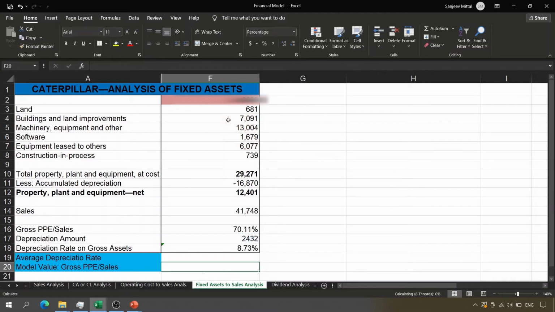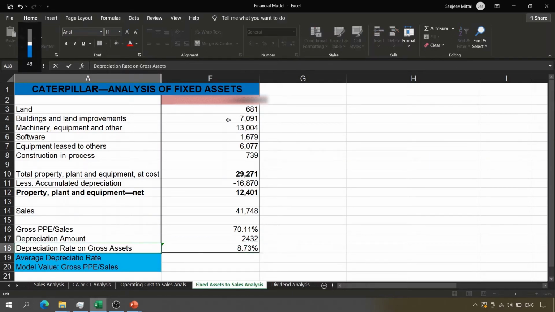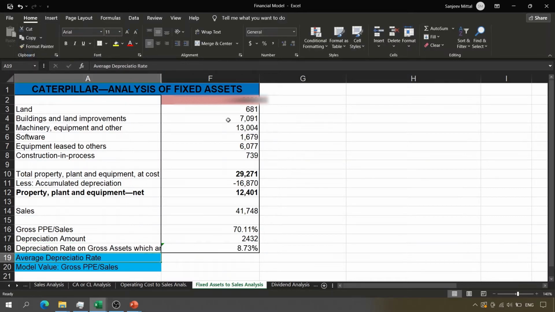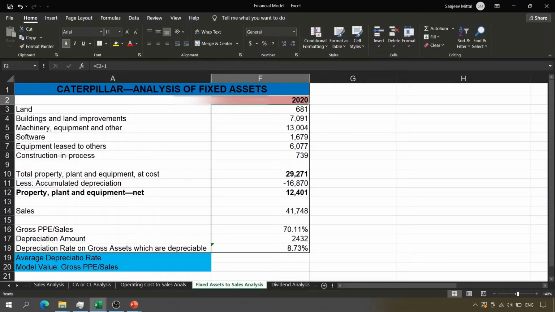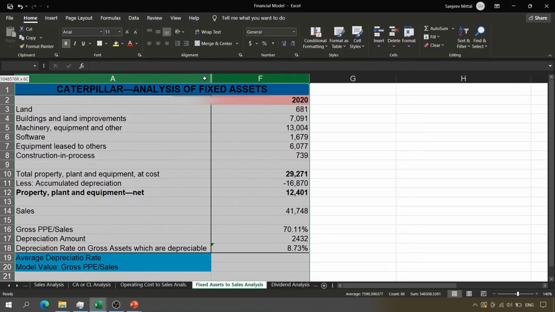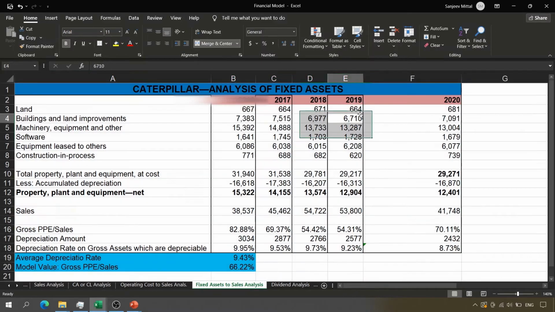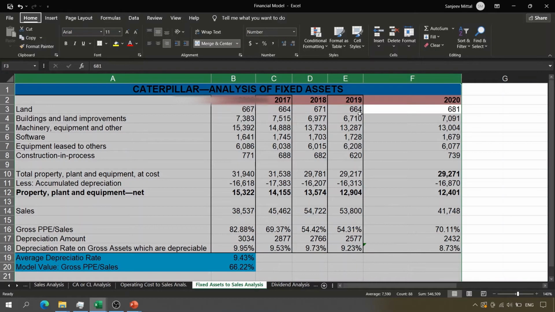Now you can simply see that the depreciation rate on our gross assets which are depreciable, I should write it, so I am writing which are depreciable, have been written here. Now after that, in the similar manner, what we shall do, we shall use all the 5 years for which we are doing the analysis. So I am unhiding the details, and if I unhide the details, we shall simply get the details of remaining 5 years because I have already calculated these numbers for your reference.